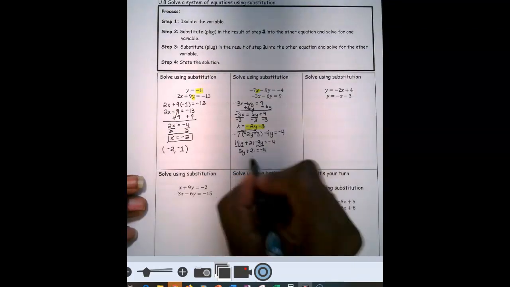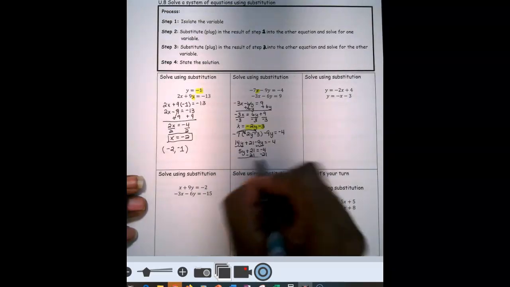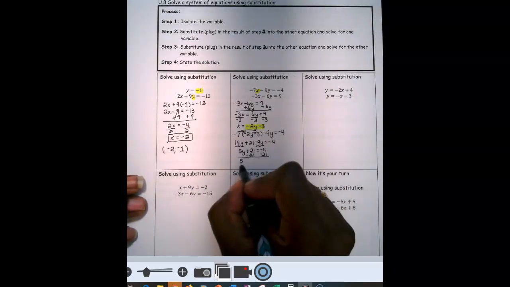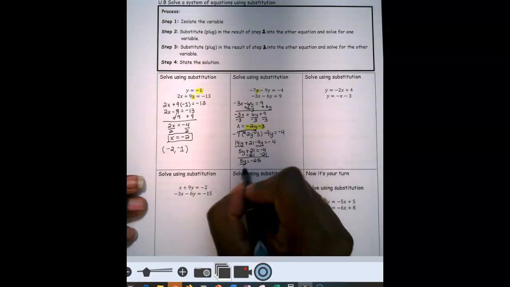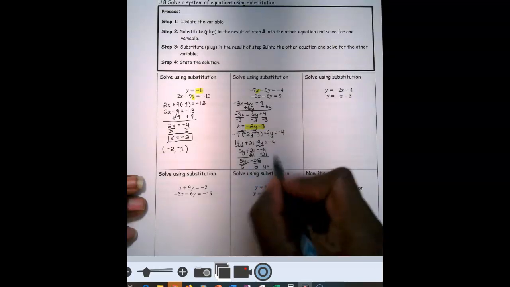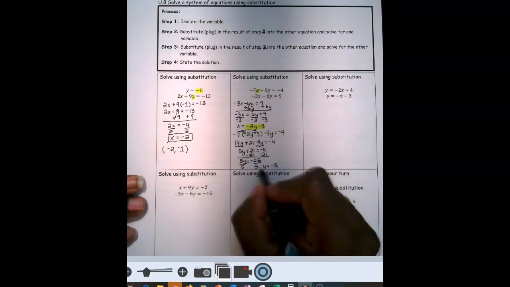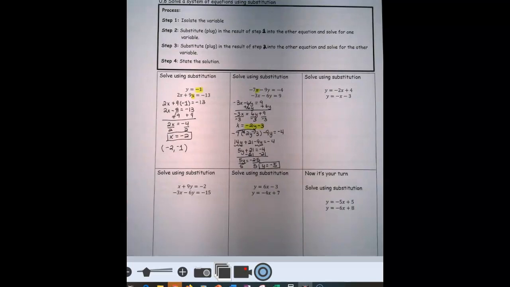I want y alone. So I'm going to subtract 21 from both sides of the equation. That gives me 5y is equal to negative 25, meaning that y must be negative 5. Okay, so we've got one answer and one answer only. Well, we know what y is. Now we've got to find out what x is.